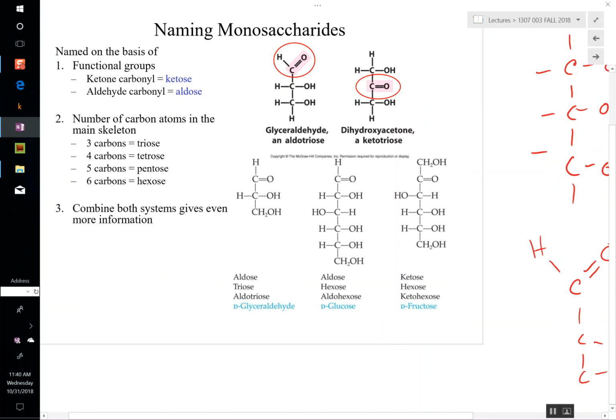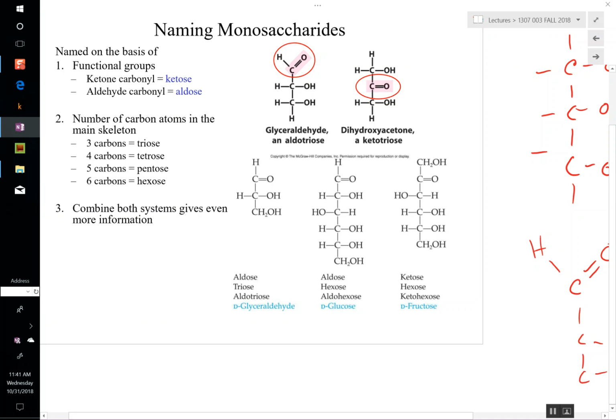Glyceraldehyde. This is one you'll learn eventually. But let's concentrate on this naming system. So now here's glucose. It's an aldose, just like glyceraldehyde is an aldose. It's a hexose. It's not a triose. It's a hexose. 1, 2, 3, 4, 5, 6 carbons. It's an aldohexose, and it has this name, glucose. Don't worry about the D's right now, but it is D-glucose. But we'll figure out where that comes from in a minute.